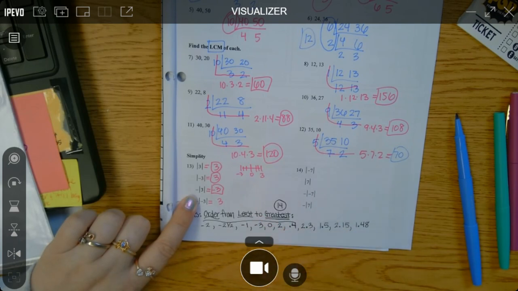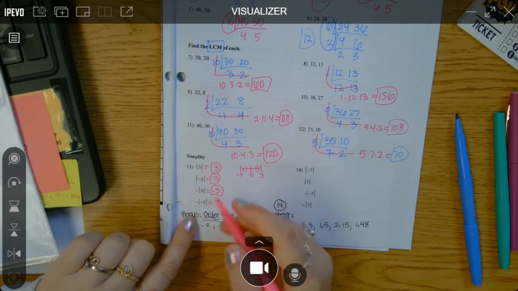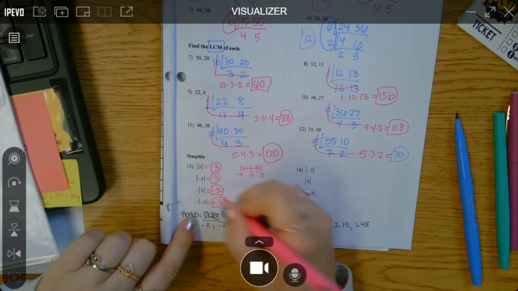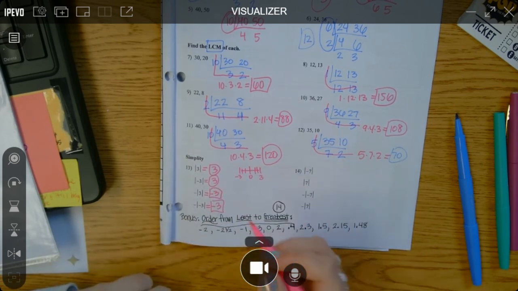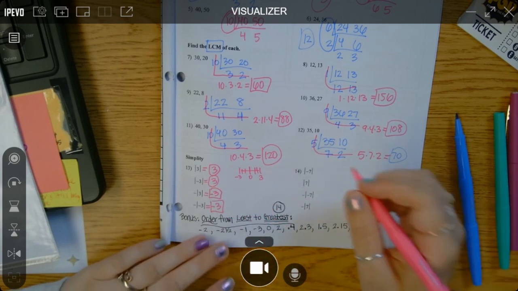3, because negative 3 is 3 away from 0. And then what's the opposite of that? A negative 3. What did you notice? Anytime that there was a negative out in front, your answer was negative. But if there was no negative out in front of the absolute value bars, then your answer was positive. Inside, whether it starts as a negative or a positive, it still is a positive distance, right? So go ahead and try these.